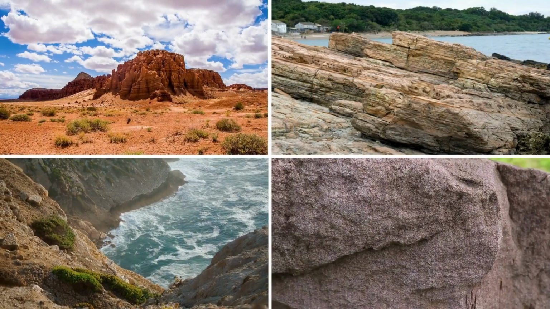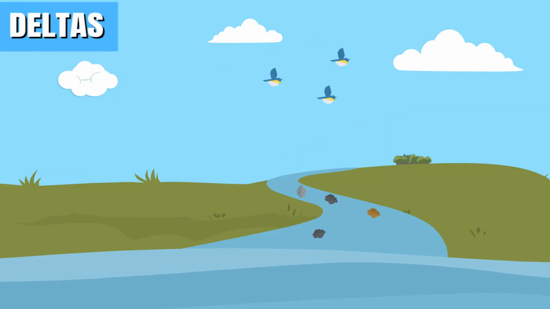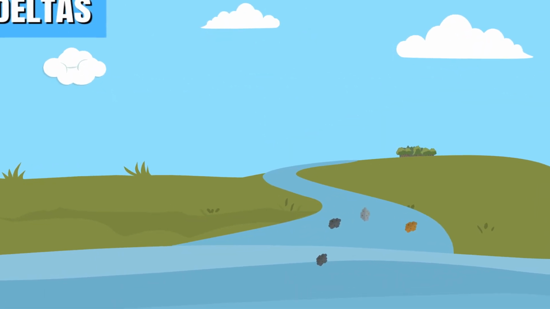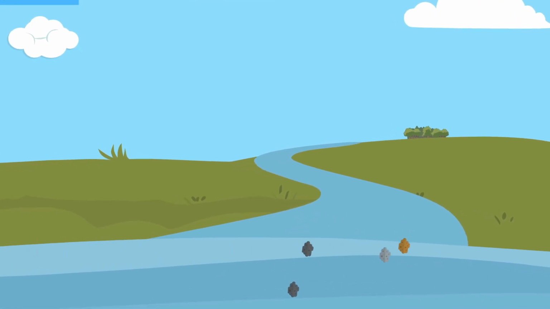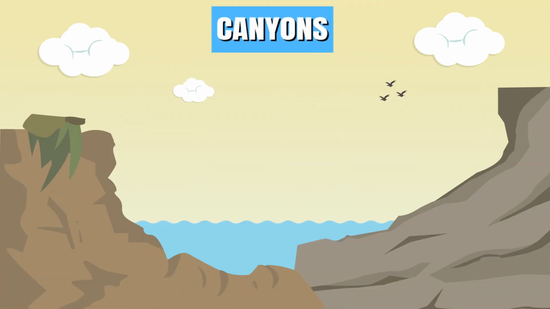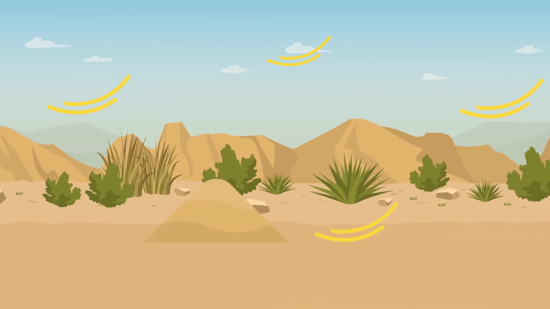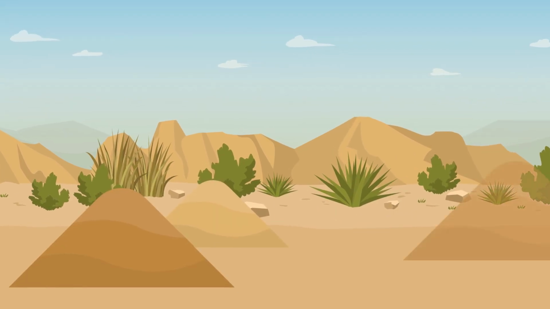These processes can result in the formation of various landforms. Deltas are created by water, usually where a river meets a larger body of water and deposits the sediments it carries. Canyons form when rivers or glaciers carve deep valleys into the Earth's surface over time. Sand dunes are formed by wind as it moves and deposits sand in layers, creating mounds or ridges.